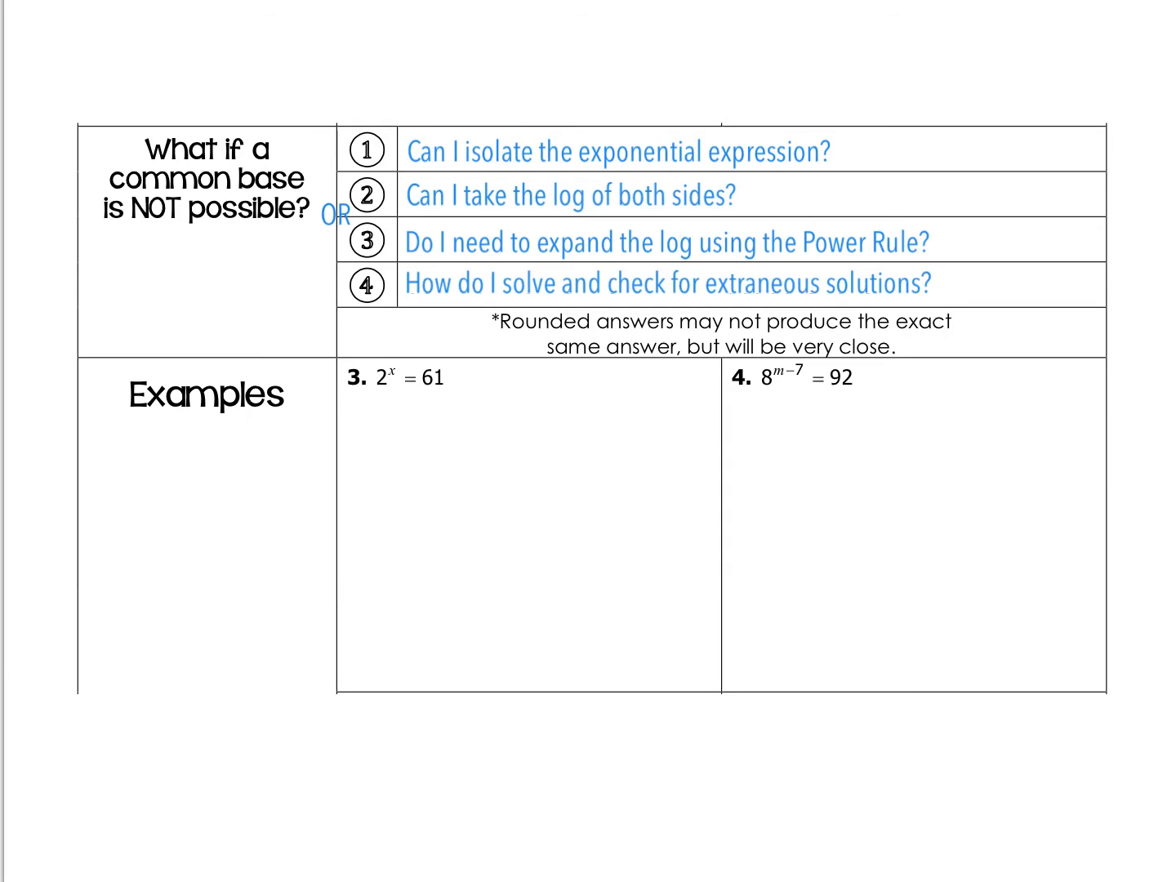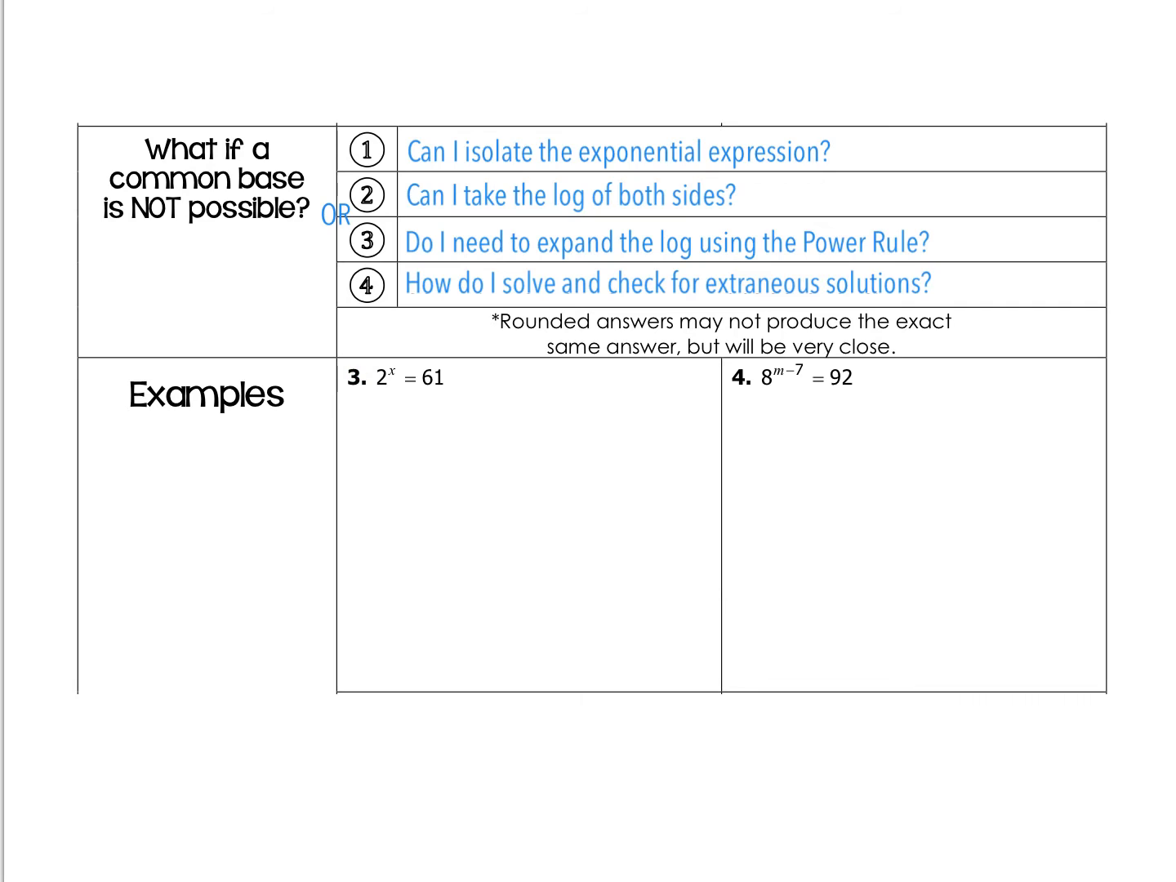So what if a common base is not possible? I'm going to show you a couple ways that we can go about this. There are 2 methods that we're going to use for the sake of this course, and these are the questions that will walk you through either one of them. Can I isolate the exponential expression? Can I take the log of both sides, or do I need to expand the log using the power rule? And then how do I solve and check for extraneous solutions?